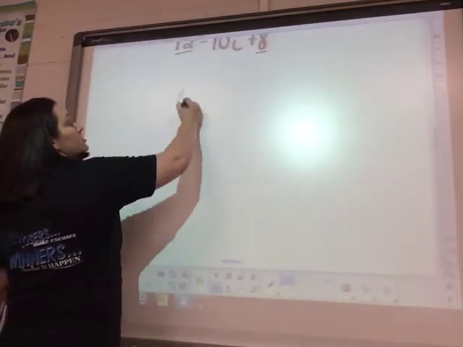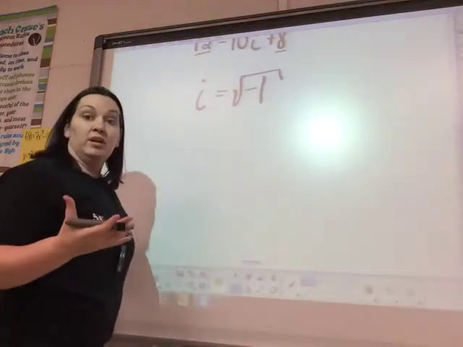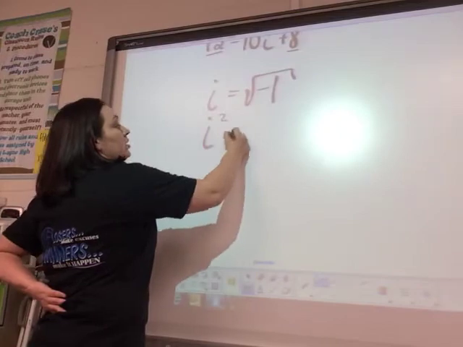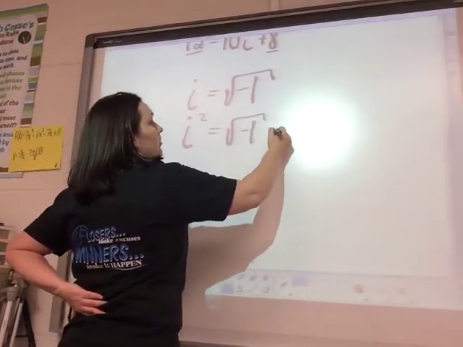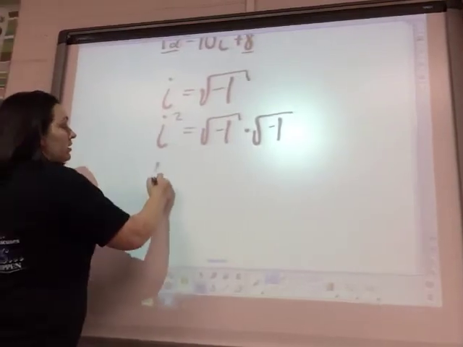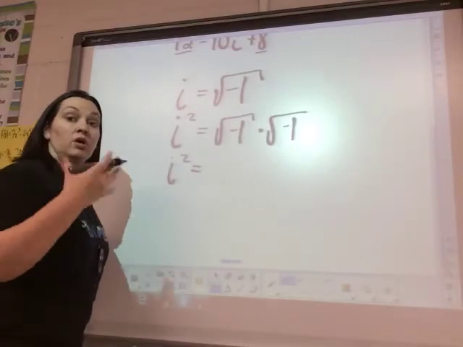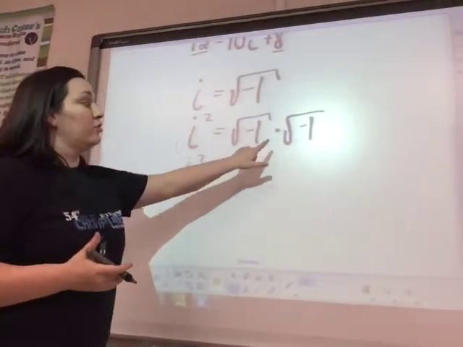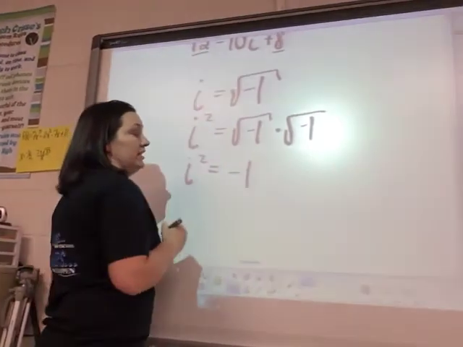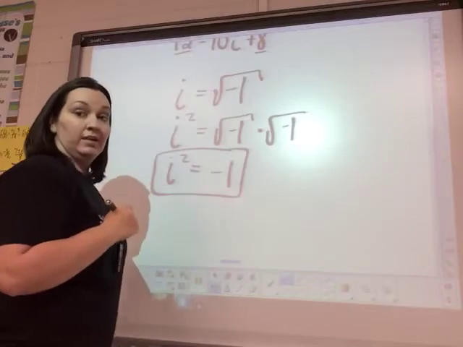Hopefully your teacher has taught you that i is radical negative 1. That's the imaginary number. That's a very basic one, okay? i squared means you're going to have radical negative 1 times radical negative 1. A rule in math is if you times a radical by itself, the radical goes away and you're left with what's on the inside, so you get i squared to be equivalent to a negative 1.